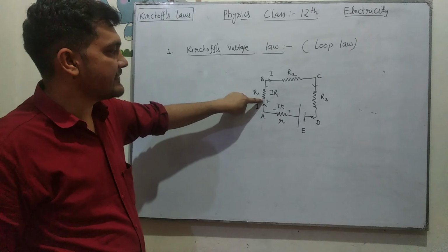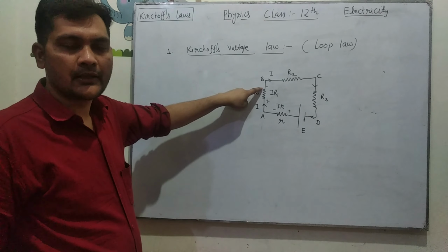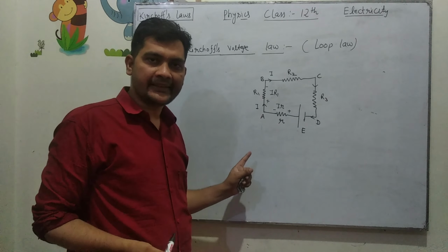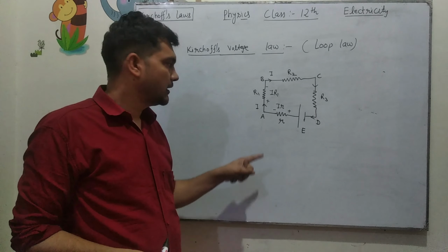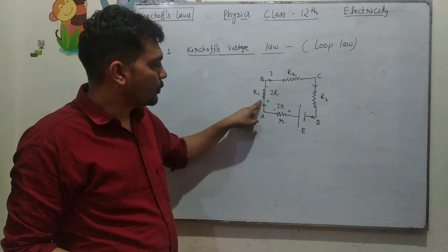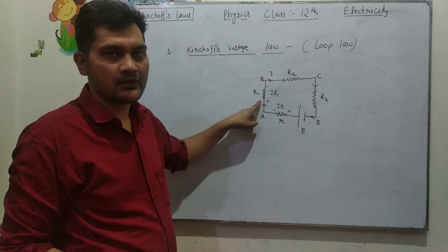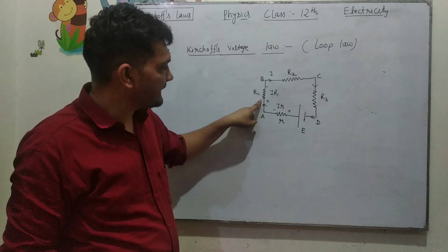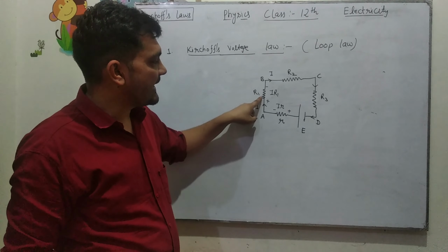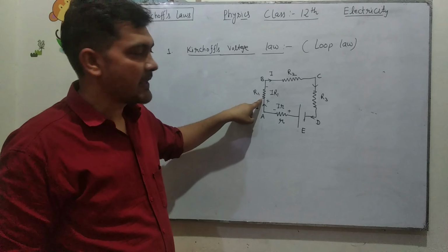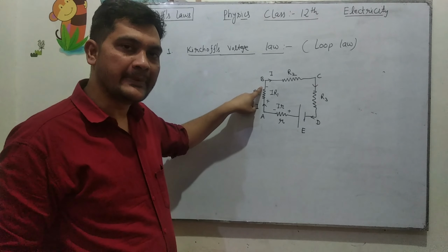Therefore, I am putting a positive sign here and a negative sign here. You can remember this rule: if current is entering into some resistance, then the sign of the potential drop at the entry of the resistance will be positive. It means if the current is entering into this resistance, then the sign of the potential drop at the entry point will be positive, and at the exit point it will be negative.